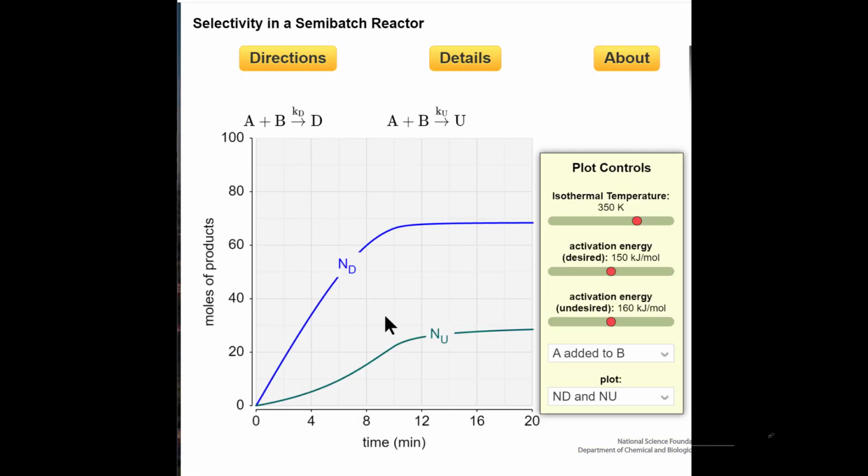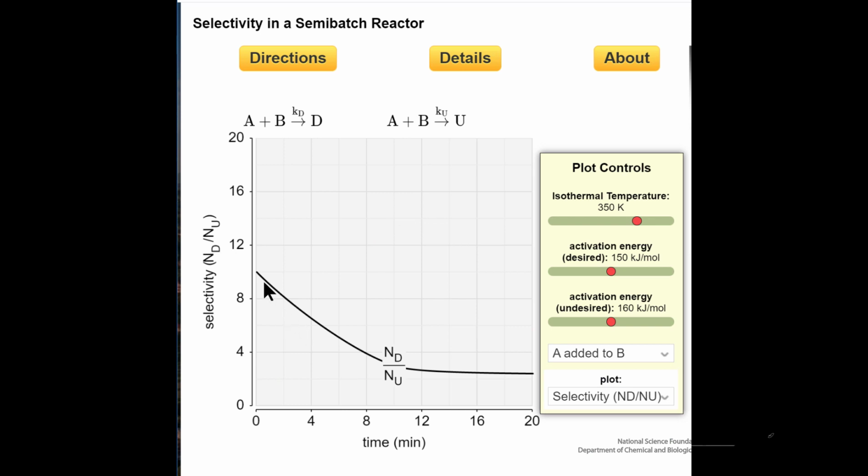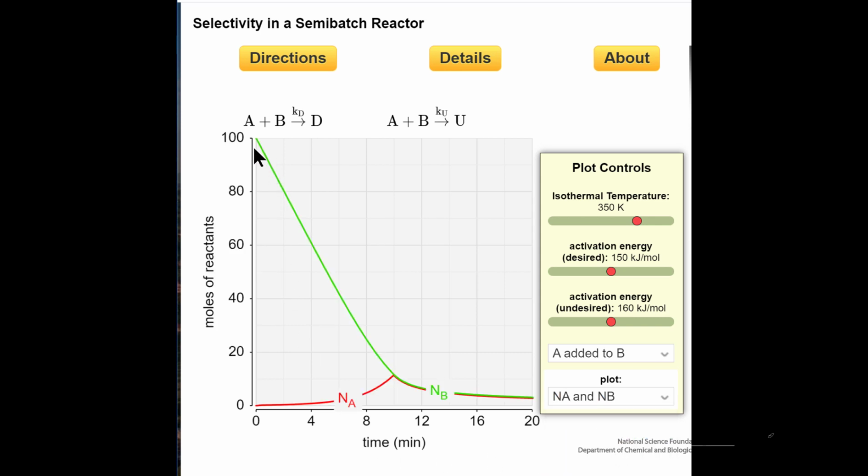So here's the simulation. We're adding A to B. Let's look at selectivity plots. So the selectivity starts out fairly high, 9 in this case, and then it decreases because we're decreasing the concentration of B as reaction proceeds. If we were to look at the concentrations of reactants, of course concentration of B is high initially, A is low, and then as we add A and of course use up B, and the rates slow down, they go through a maximum in the concentration or number of moles in the reactor, and then they both decrease with time.